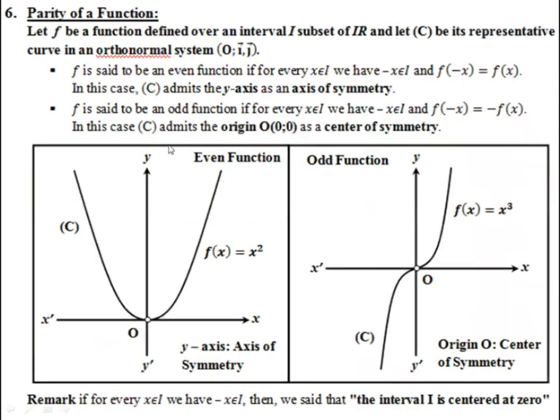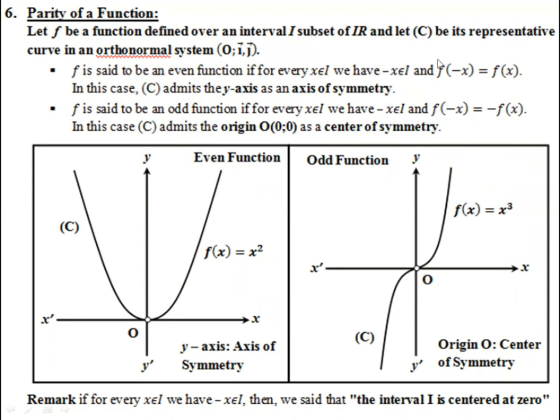Now, the parity of a function. The parity of a function means whether a function is even or odd. Let f be a function defined over an interval I, which is a subset of R, or R itself, and let C be its representative curve in an orthonormal system OIJ. F is said to be an even function if we have these two conditions.